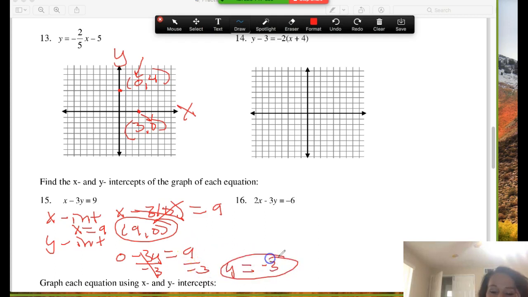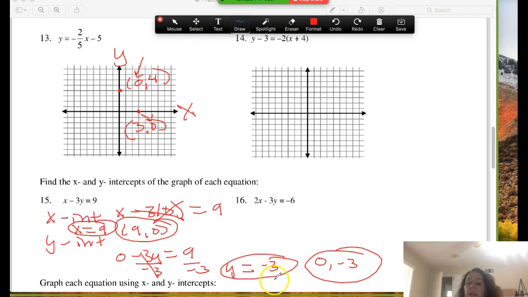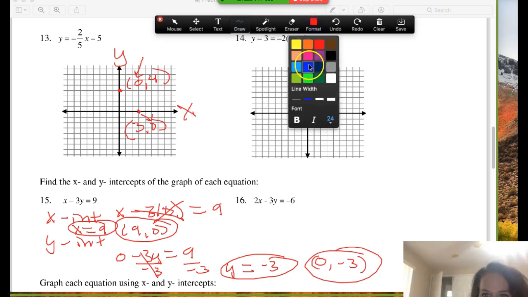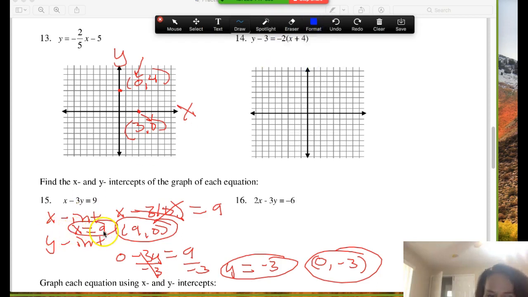There is your y-intercept. Remember, for the y-intercept I plugged in 0 for x, so it's the point (0, -3). If you want to tell me the y-intercept is -3, the point is (0, -3). Okay? Do not do this. I get this a lot, and I will mark this wrong. Your x-intercept is 9. Your y-intercept is -3.